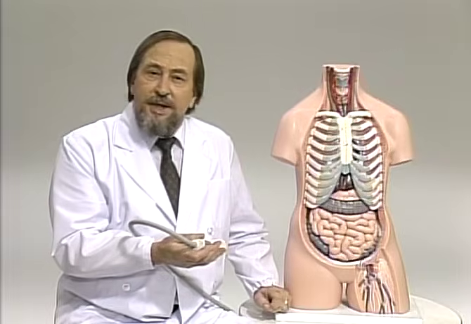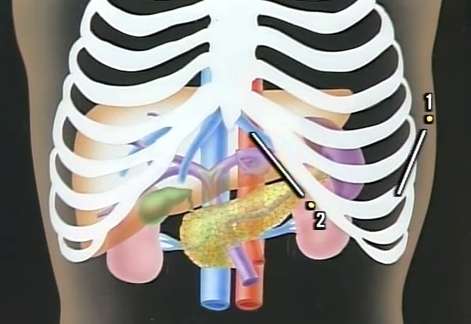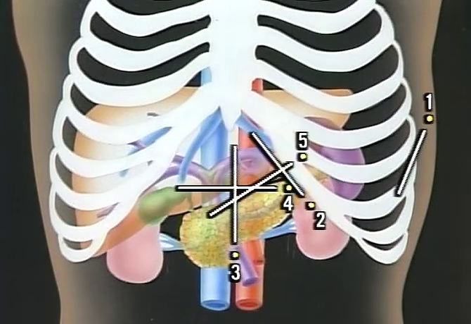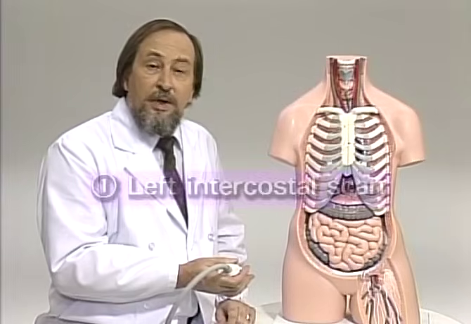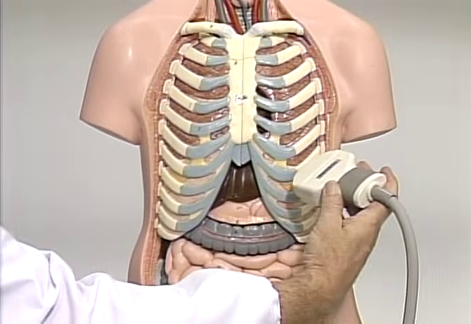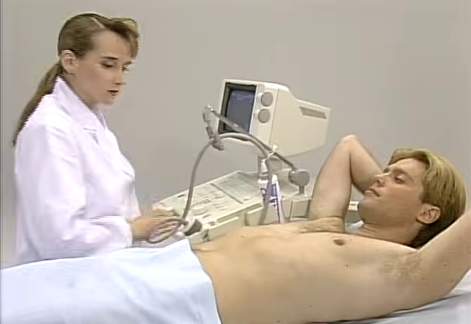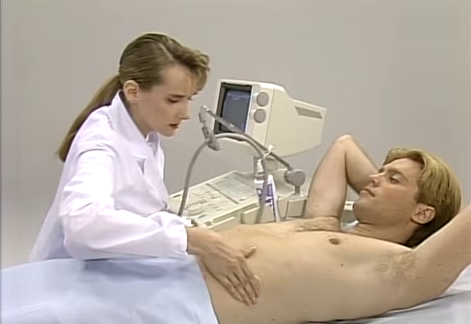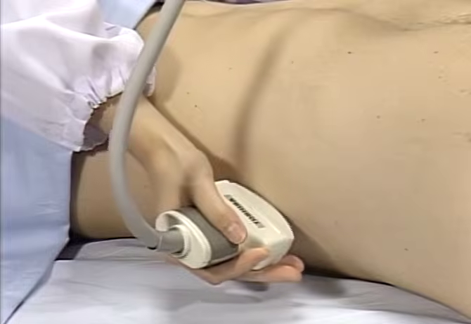Now, let me speak about basic scanning procedures for the abdomen. There are roughly 8 scanning procedures for the abdomen. Let me show you the probe positions and the images for each scanning procedure. First, the left intercostal scan. Place the probe in close contact with the skin and slide it along a row of ribs in the intercostal space on the lateral chest wall near the back. Christine, find the position and place the probe. Yes, that way.